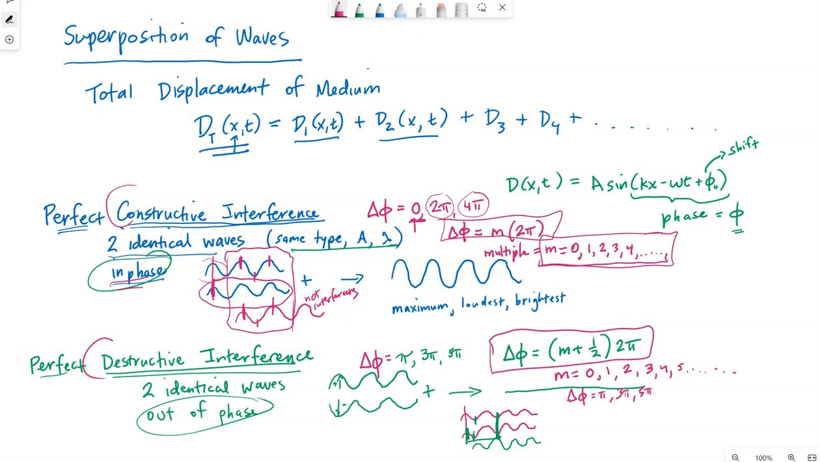So superposition, addition of the displacements individually give us an overall displacement of the medium. Perfect constructive interference, we get double the amplitude, same wavelength. Perfect destructive interference, we get no displacement at all.